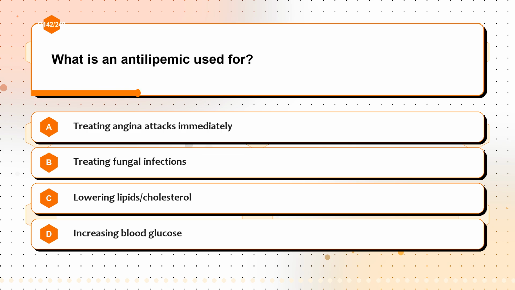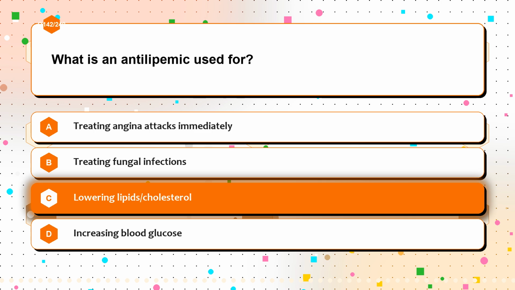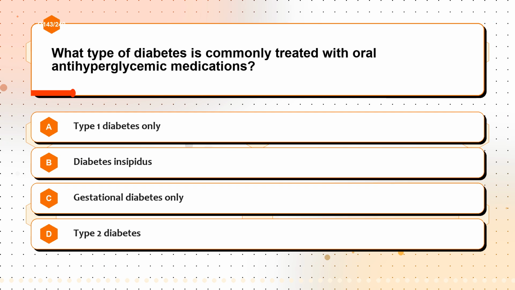Question 142. What is an antilipemic used for? Here are the options. Option A. Treating angina attacks immediately. Option B. Treating fungal infections. Option C. Lowering lipids/cholesterol. Option D. Increasing blood glucose. The correct answer is option C. Lowering lipids/cholesterol.